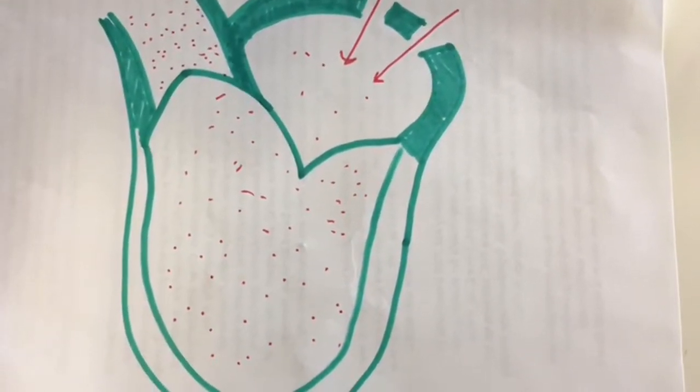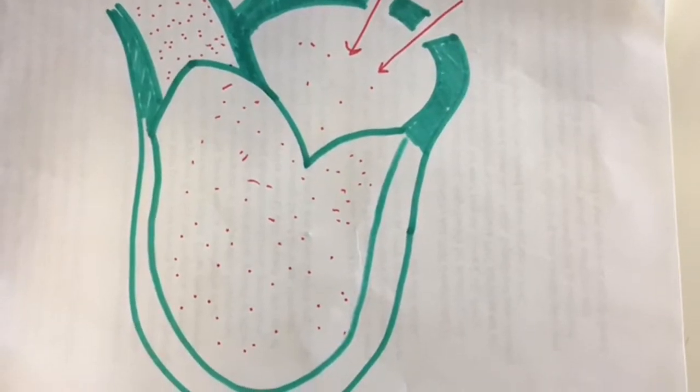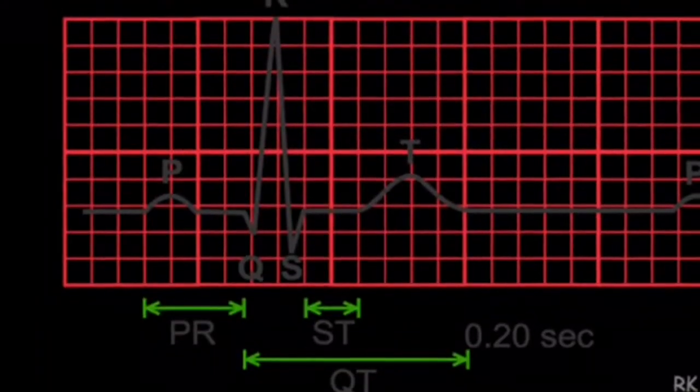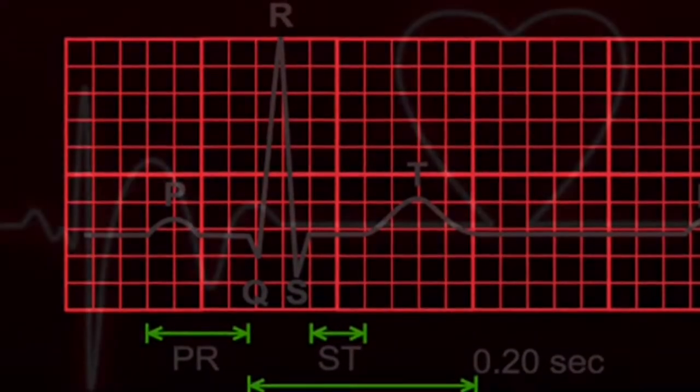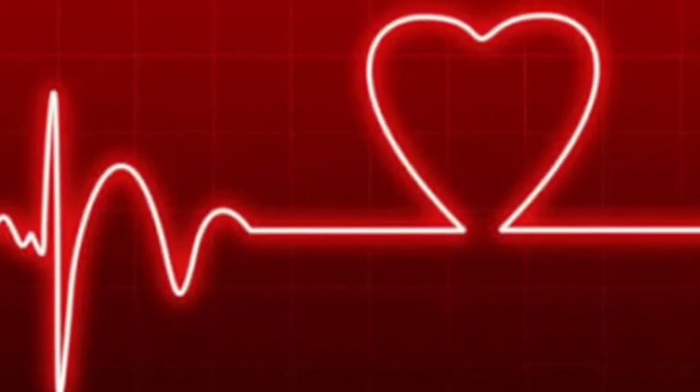The fourth phase is ventricular ejection. As systole continues, eventually pressure in the ventricle becomes greater than that of either the aorta or vena cava, and blood is ejected from the heart.